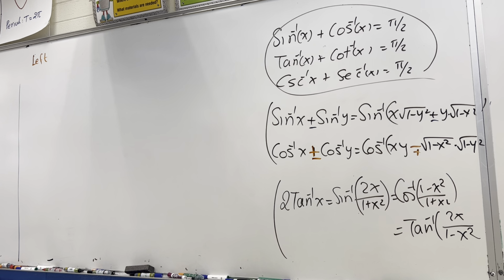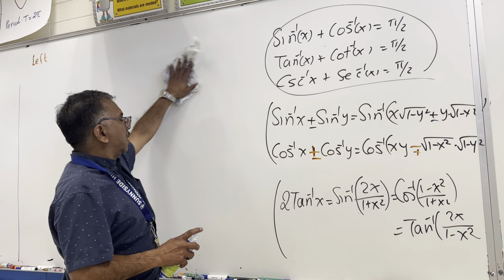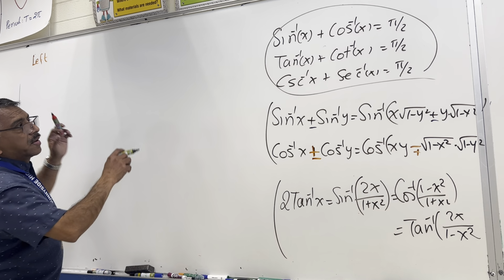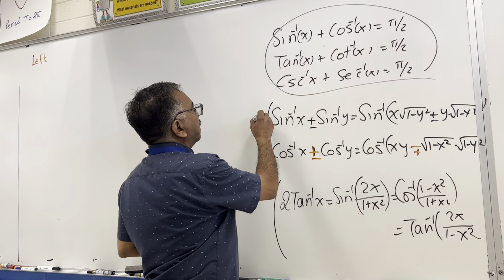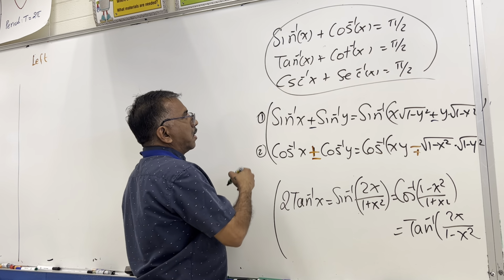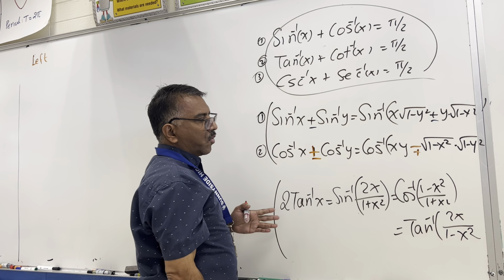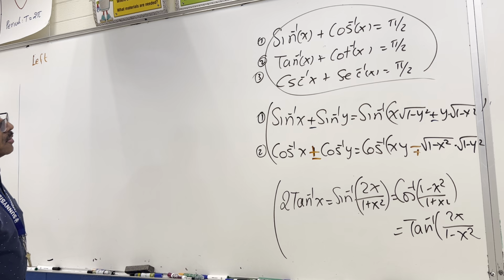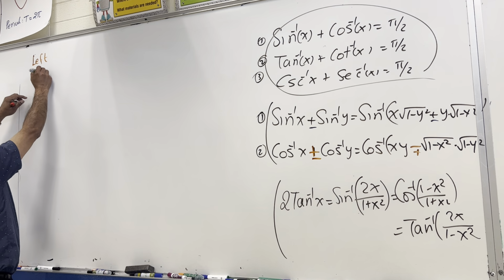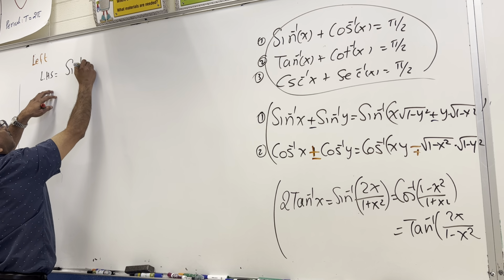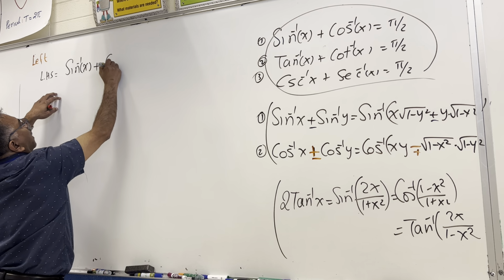Okay, so let's finish this. Now, the second one. Why this formula? Call these 1 and 2, these are 1, 2, and 3. This is just one straight away. So let's see why it is. What I'm going to do is the left side: let's start with sine inverse of x plus sine inverse of y.